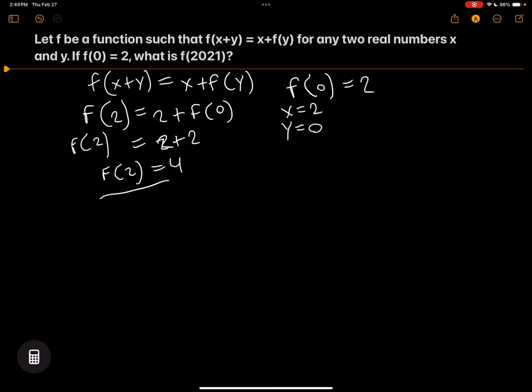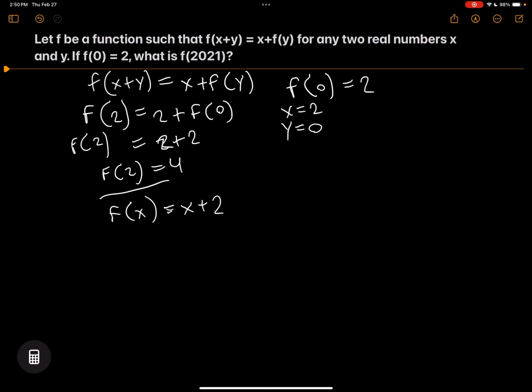Okay, so we can build upon that and possibly find a pattern. That's what we're trying to do here: find a pattern that allows us to make a more general assumption about this problem to figure out f of 2021. That's quite a large number. To do this, we can make an initial guess of a pattern. f of 2 equals 4. We can guess that f of x equals x plus 2, and then attempt to confirm this.